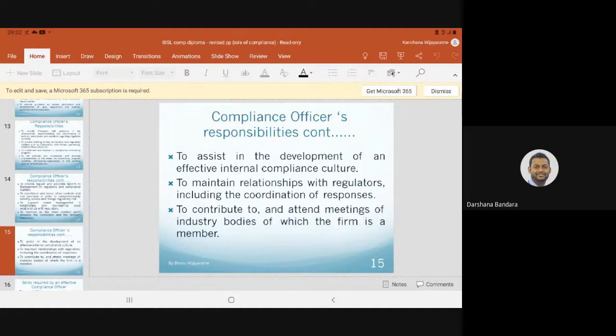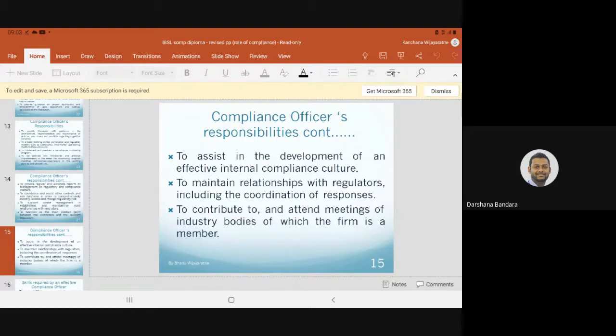In real life, you are not going to answer questions when you get back to your working desk, your office, or the cubicle, whatever it is. It is the knowledge that you have which you blend in the right proportions and put into practice, right? Next: maintain relationship with the regulator, including the coordination of responses. Now, this is another important area.